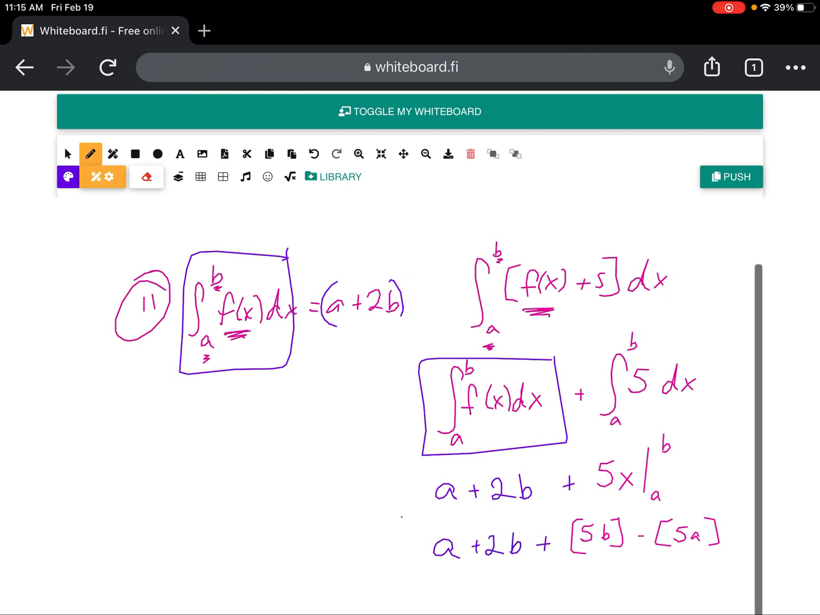And then we combine some like terms. Okay, so these two combined together would be 7b, and these two combined together would be negative 4a. And that's our final answer there.